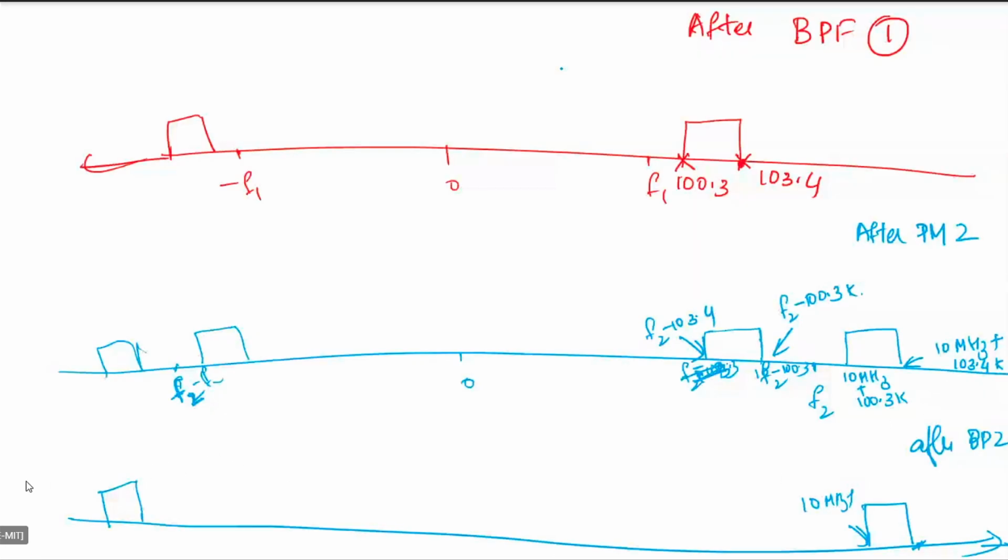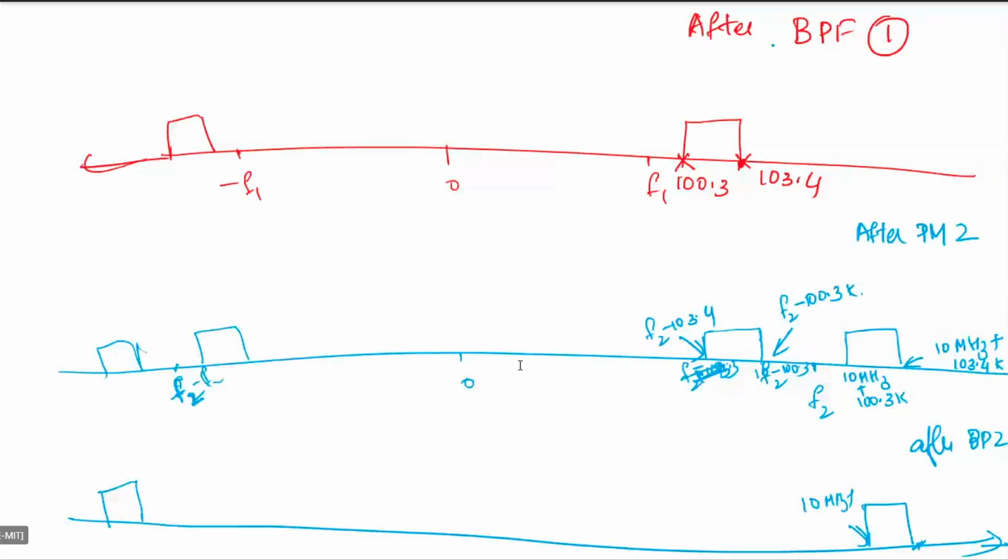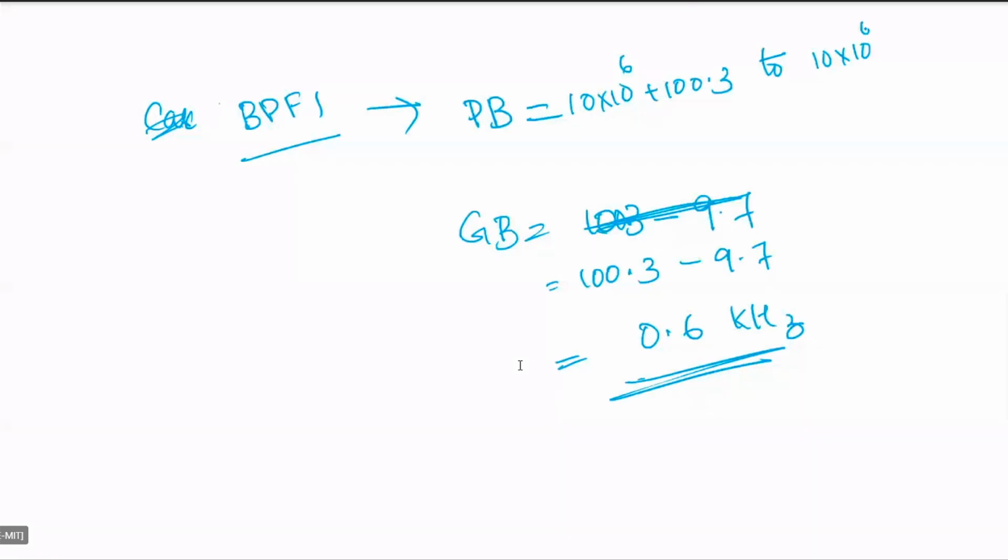The pass band is from 10 into 10 to the power 6 plus 100.3 to 10 into 10 to the power 6 plus 103.4. So this is the pass band of the bandpass filter, first one, and this is the guard band of the bandpass filter, first one.